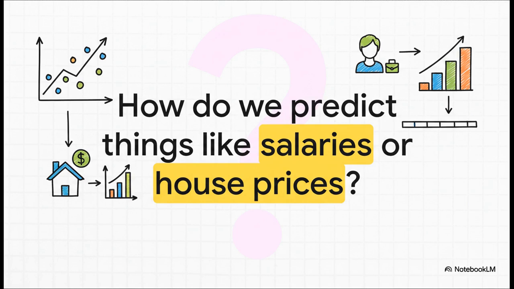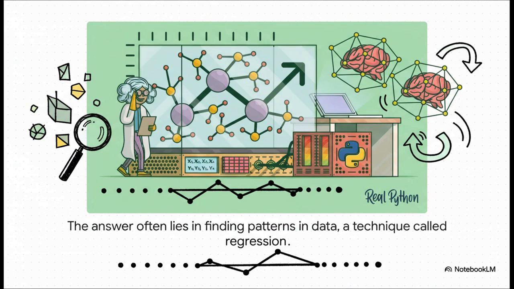So let me ask you this. Have you ever wondered how we predict things? I mean, how does a website estimate a house's price just from its square footage? Or how can a company predict what a new employee's salary should be based on their experience? It all boils down to finding the relationship between those things. And the answer, as you've probably guessed, is hiding in the data.